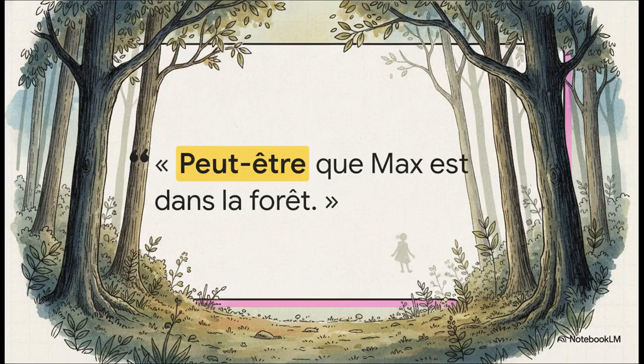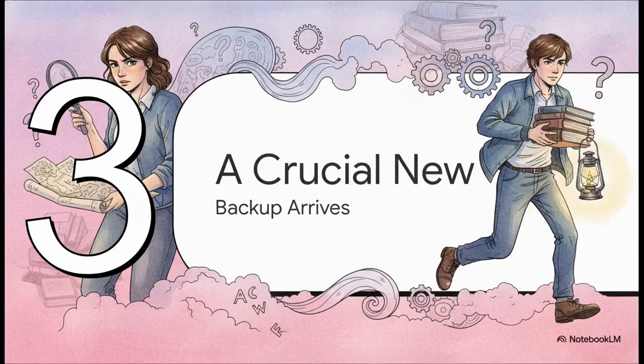Okay, so with the immediate neighborhood cleared, Emma develops a working theory. The text says, Emma pense, Emma thinks, peut-être que Max est dans la forêt. Maybe Max is in the forest. Peut-être is a fantastic vocabulary word, meaning maybe or perhaps. She hypothesizes that the subject has basically fled the immediate vicinity and entered the woods.